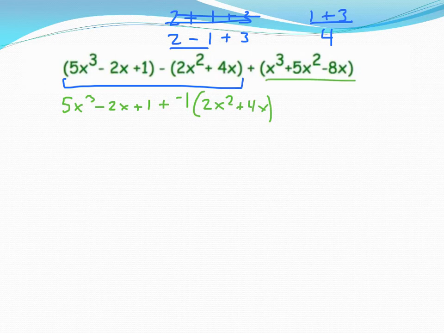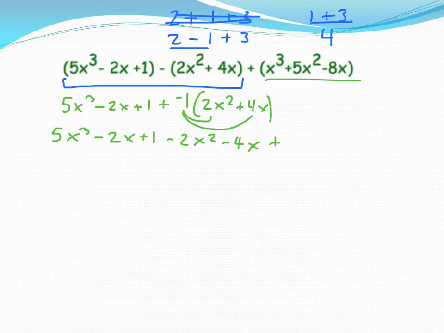I'm just going to ignore this last term for now. I'll bring it down in the end. So when I do this, I'm going to distribute that negative 1. I have 5x to the 3rd minus 2x plus 1 minus 2x squared, distributing the negative 1, minus 4x. Okay? Then I'm going to bring down plus x to the 3rd plus 5x squared minus 8x.